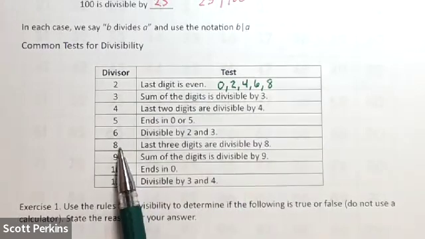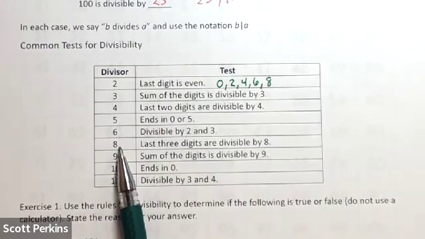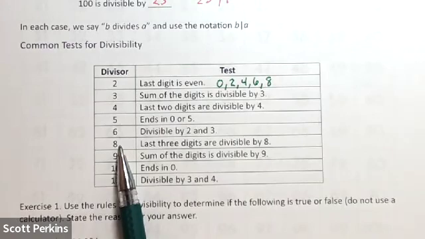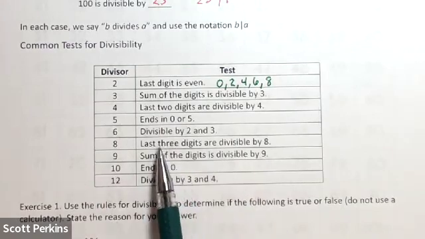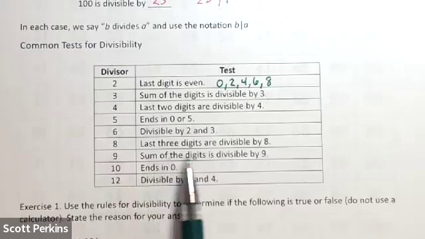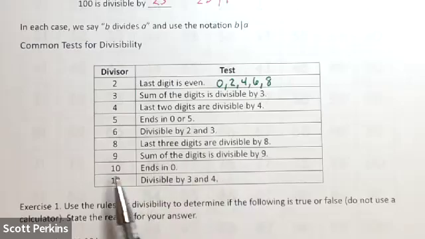To see if something's divisible by 8, we skipped 7 because that test is kind of complicated. It's more trouble than it's worth at our level of math. So for 8, the last 3 digits are divisible by 8. For 9, the sum of the digits is divisible by 9. For 10, it ends in a 0, and for 12, it's divisible by both 3 and 4.